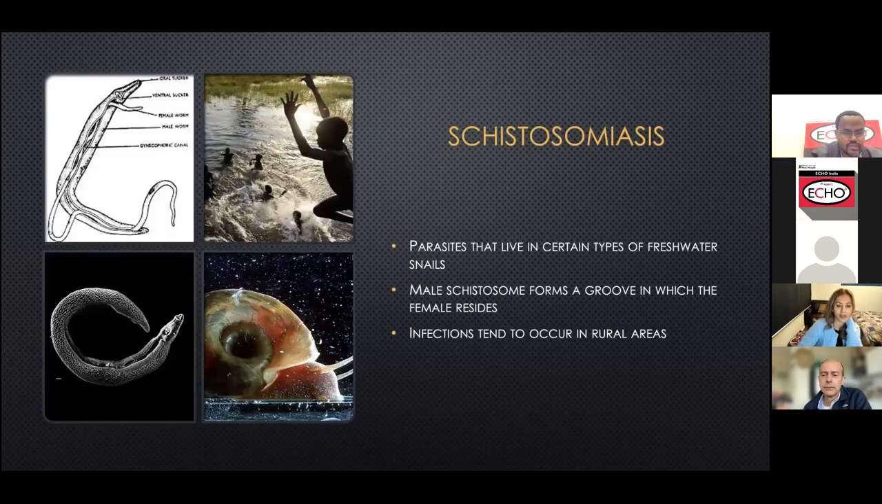So let's talk a little bit about schistosomiasis. This is a parasite that lives in certain types of freshwater snails. There are quite a few species of schistosomes, and each snail has its own kind of environment and its own schistosome, so it's unusual to find different species of the disease together. The male schistosome has a groove in which the female lives, which is one of the characteristics of this species. And infections tend to occur in rural areas.